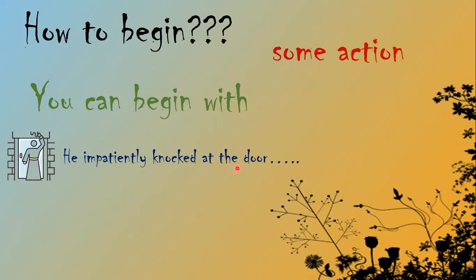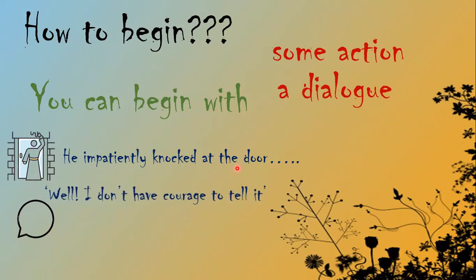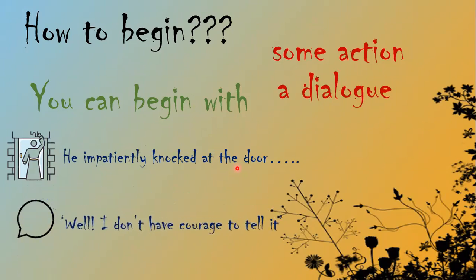"He has been running for an hour," or "The boy yelled at me." Any action can be taken as the starting line of your story. You can begin your story with dialogue as well. This can be like this: "Well, I don't have the courage to tell it." You can see that it's put in speech marks. So dialogue can be a good idea to start a story, or you can begin a story with some good saying. So any idea can help you to begin the story.